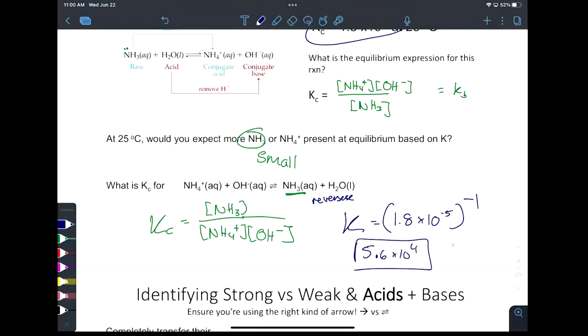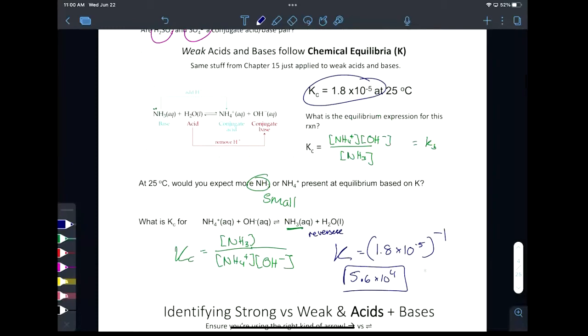Okay, so hopefully you see that that's consistent. We already decided that NH3 is more present at equilibrium. And even when we reversed it here and got a new K, we see that now K is a really big number, but that's still consistent with the new reaction, right? K being a big number means products are more present at equilibrium. NH3 is present because now NH3 is on the product side. All right, so same stuff.